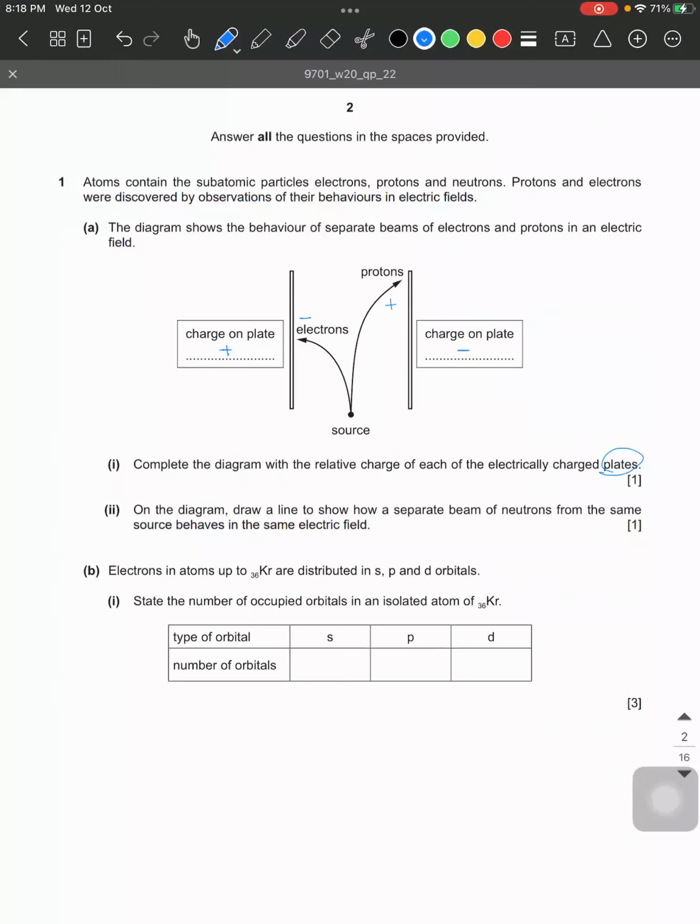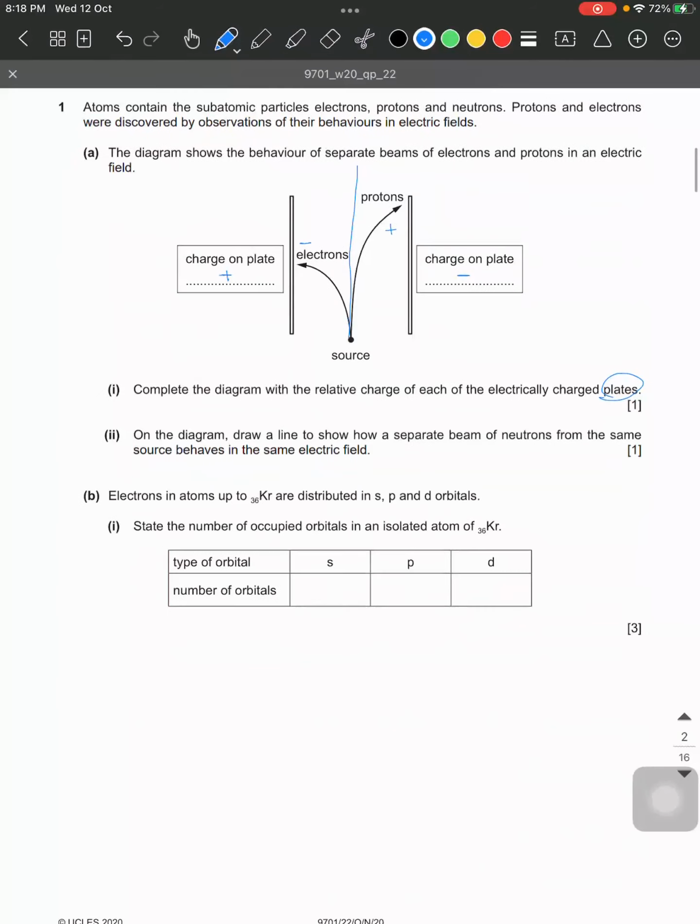Then they are saying on the diagram, draw a line to show how a separate beam of neutrons from the same source behaves in the same electric field. We know that neutrons are neutral, so definitely they never deflect towards the negative or positive plate. They will move straight from the beam, so it will be straight like this. You can use a ruler for drawing this.